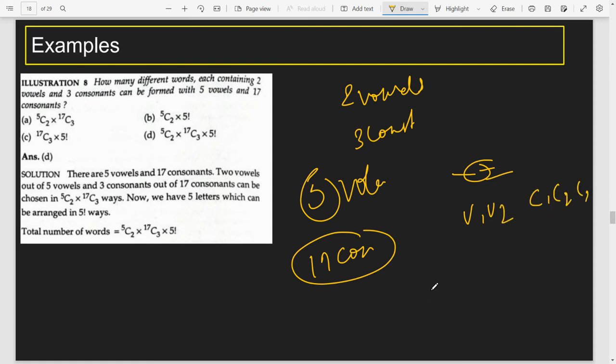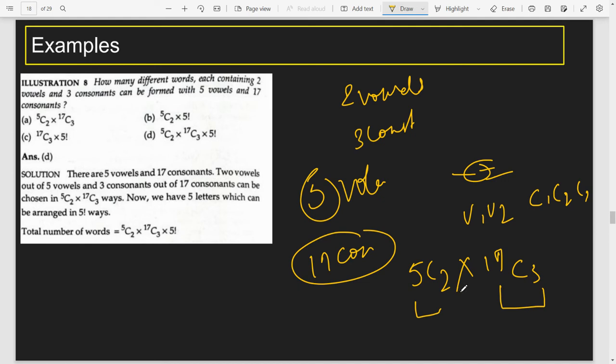So how to do this? Out of five vowels, select two vowels. And out of those seventeen consonants, select three consonants. Obviously, you can choose two vowels this way, and choose three consonants this way. Using the product rule, multiply those two ways to get all such words.